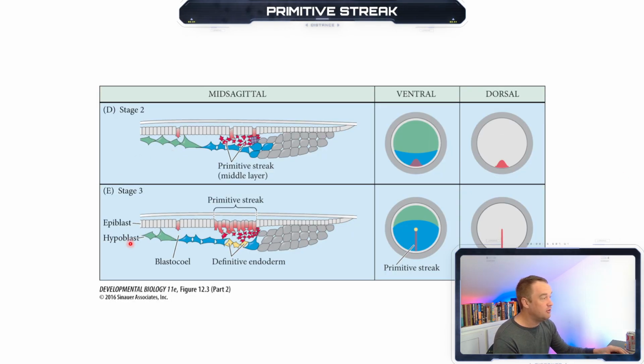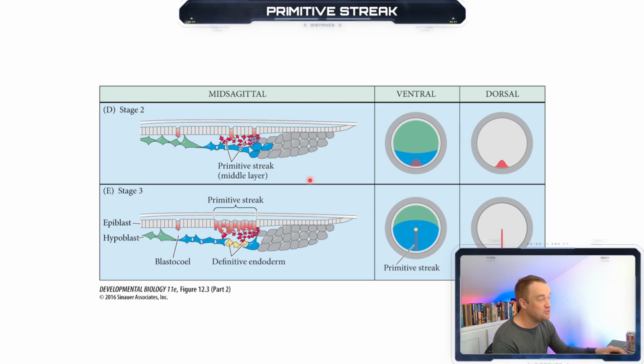Now when we move to stage 2, this is about 12 to 14 hours after the egg has been laid. It's been in the chicken for a while, but this is after it's been laid. The primitive streak cells form a third layer that lies between the hypoblast and the epiblast cells. So we are starting to form this middle layer.